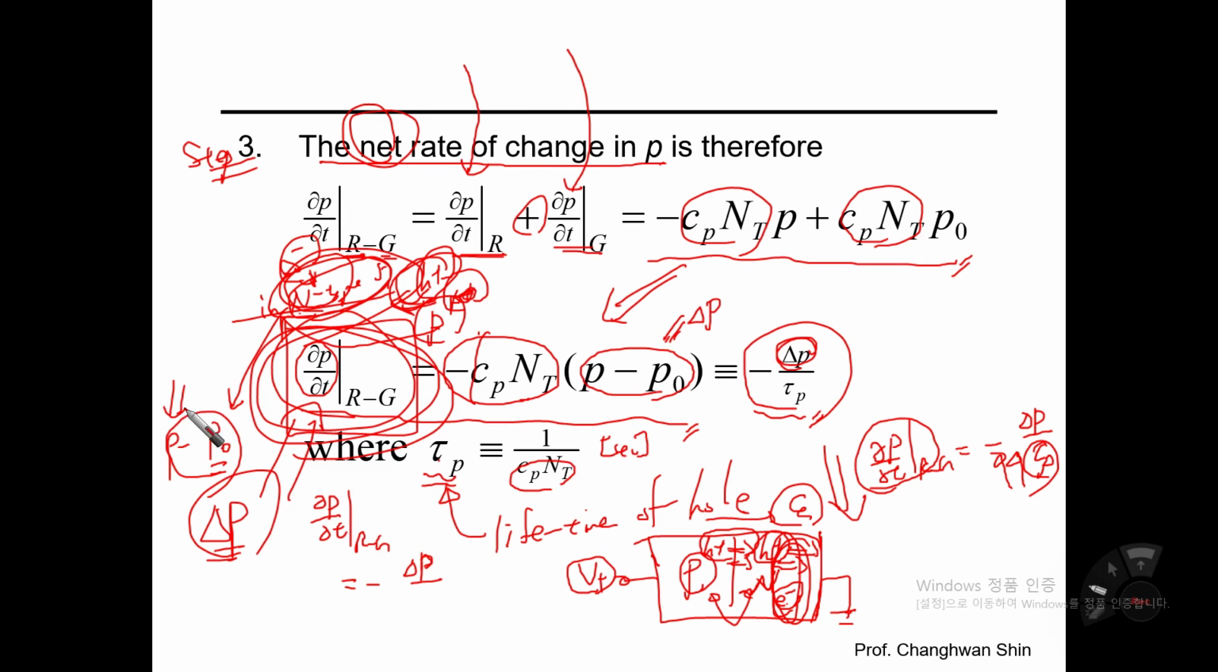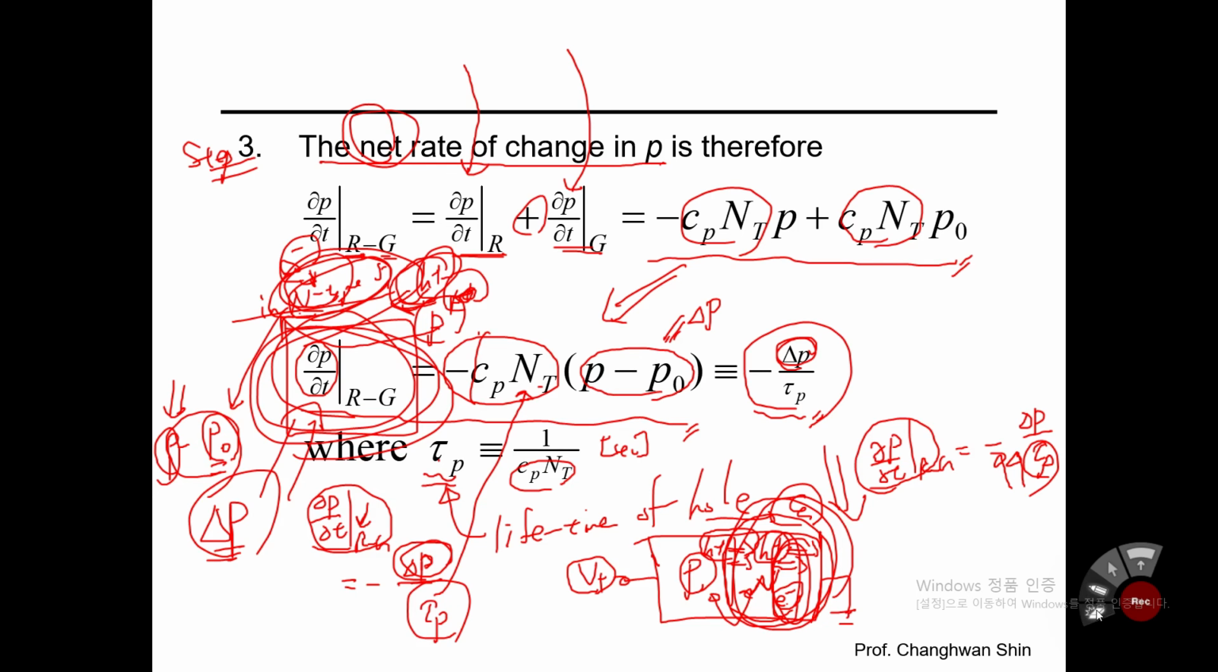If the injected hole concentration is much higher than p naught, then this recombination-generation rate, or most likely the recombination rate, would be determined by the excess carrier concentration as well as the lifetime. And this lifetime is governed by N sub t, the trap concentration. So in this silicon material, how many traps are included? That would determine the lifetime of minority carriers in the N-side material.